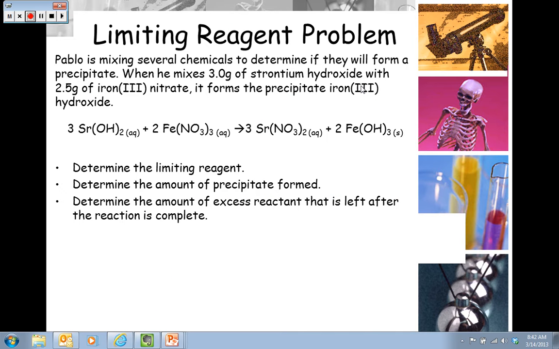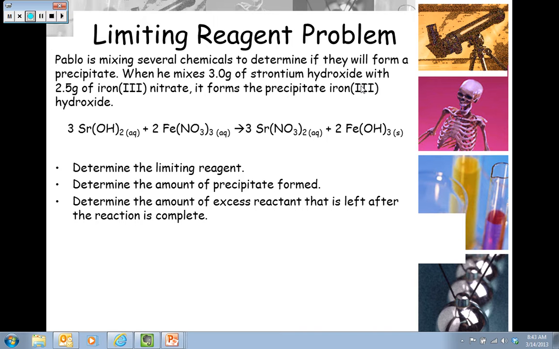Okay, so first things first, since I want to give you guys enough time to actually do the work in class, I'm going to kind of breeze through this one. Pablo is mixing all this, and they gave you a balanced equation with the reaction. First, they want you to find the limiting reactant.